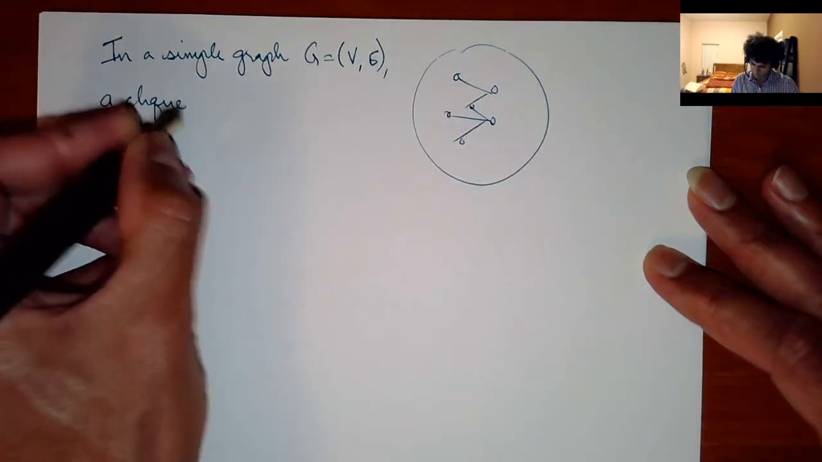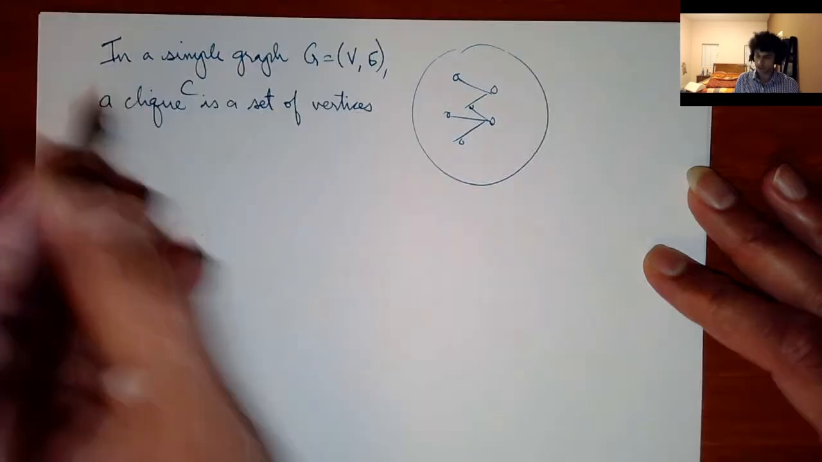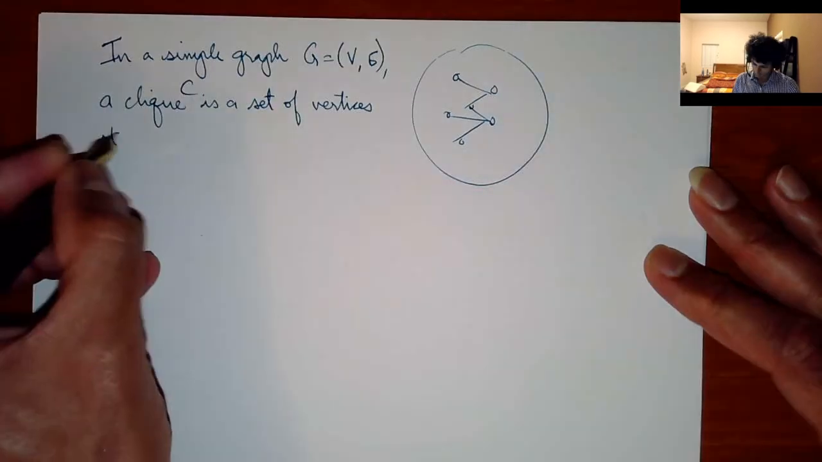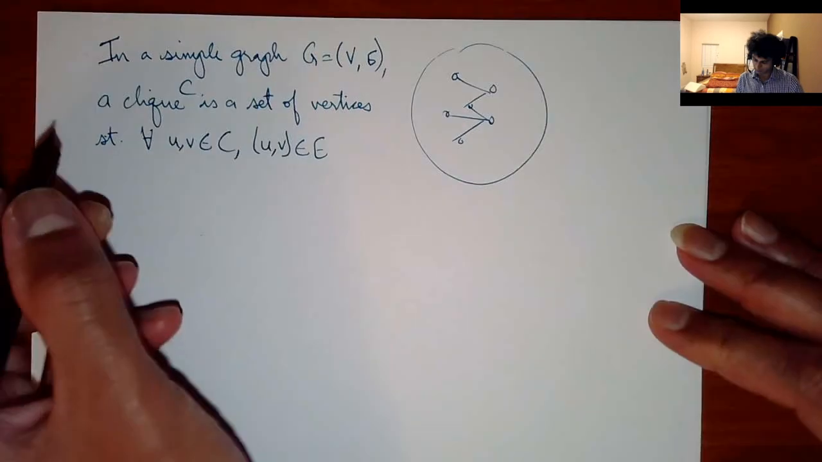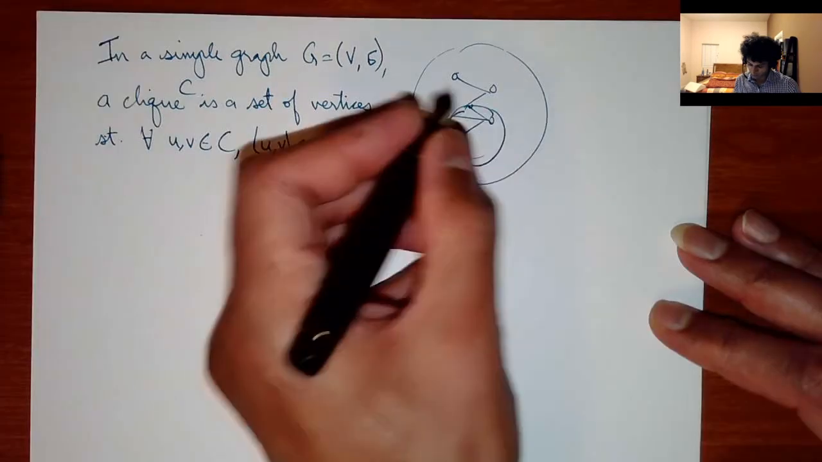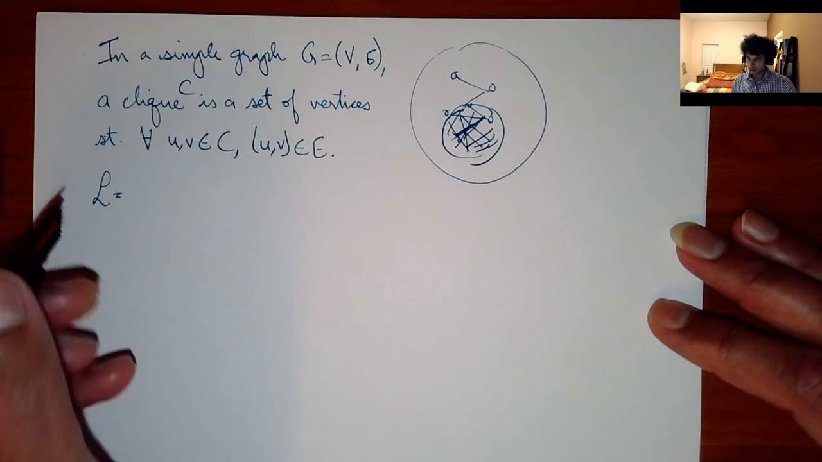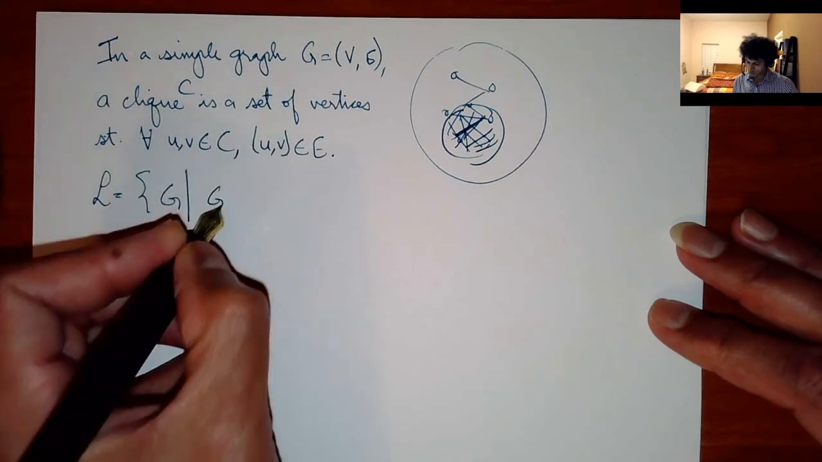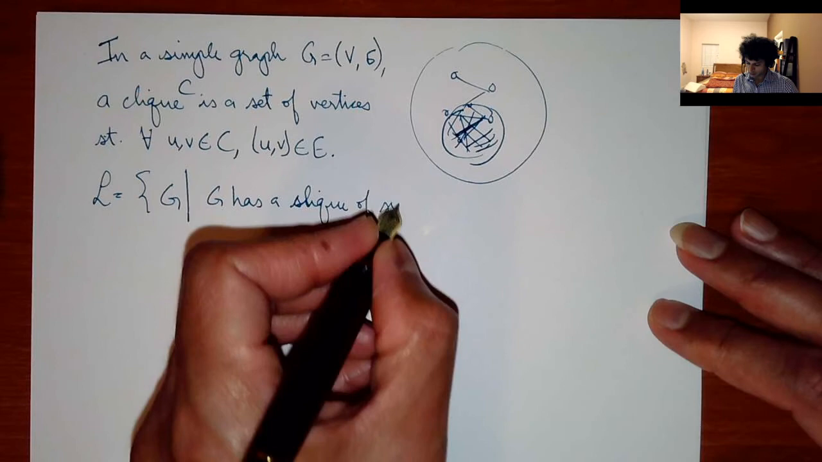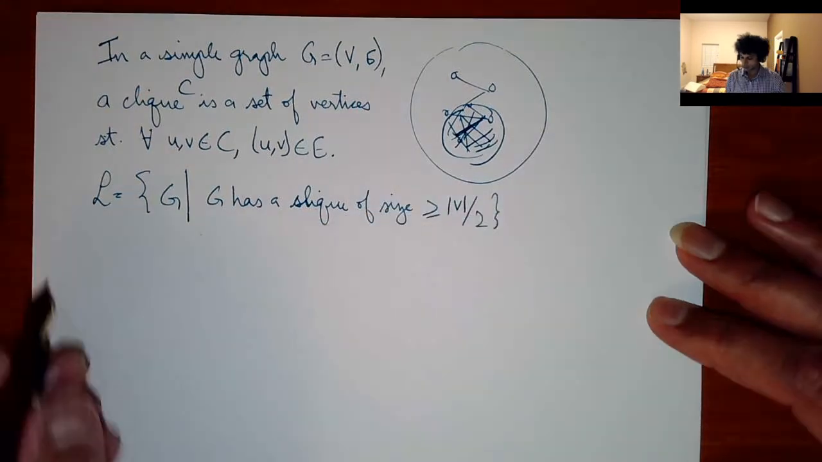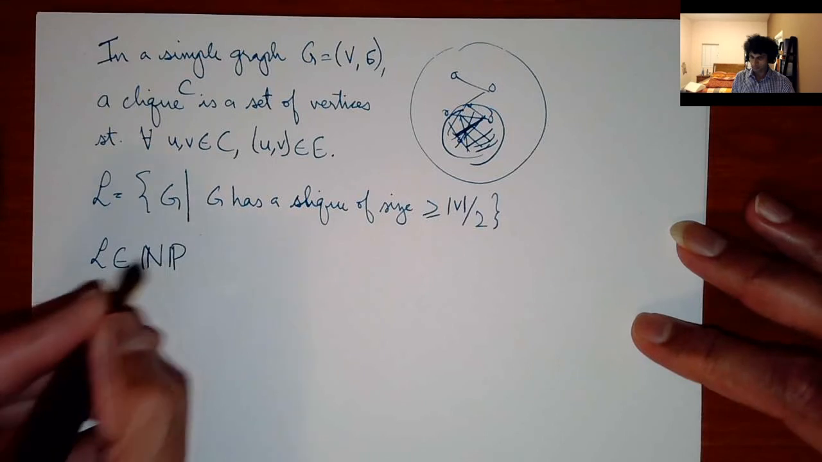A clique is a set of vertices. A clique C is a set of vertices such that for all u, v in the clique, uv is an edge. This is also called a complete subgraph. So if this is a clique, then you have all possible edges amongst these vertices. So let the language be all graphs G that have a clique of size at least V over 2, a clique of at least half the vertices. This language, you can see that it's in NP.